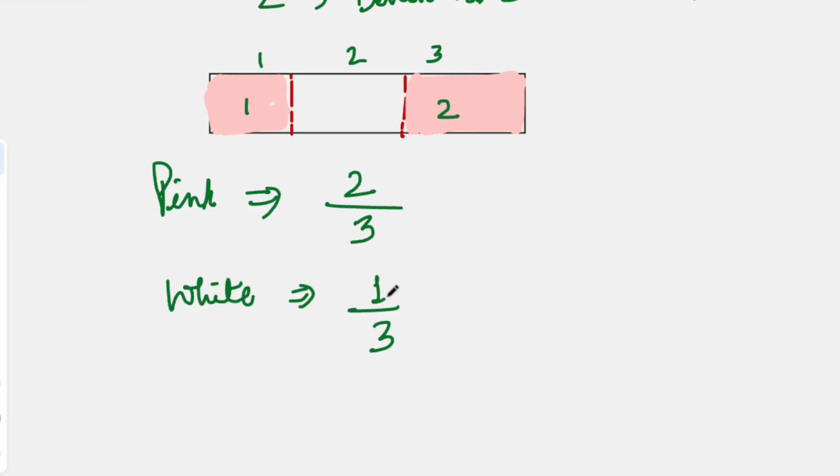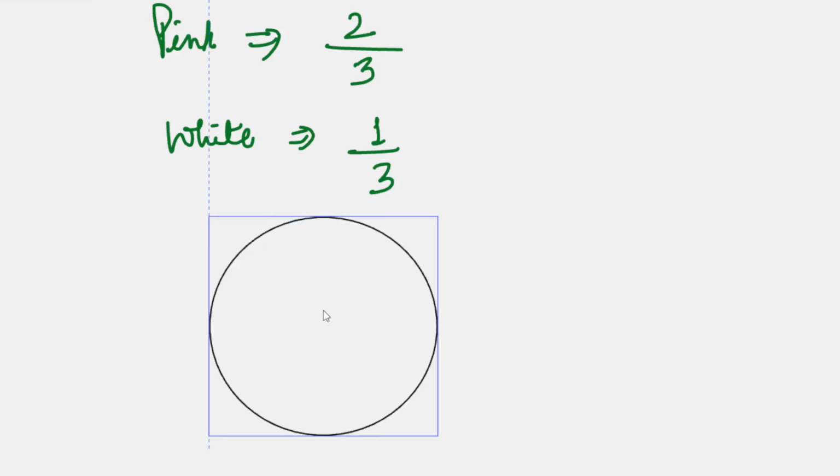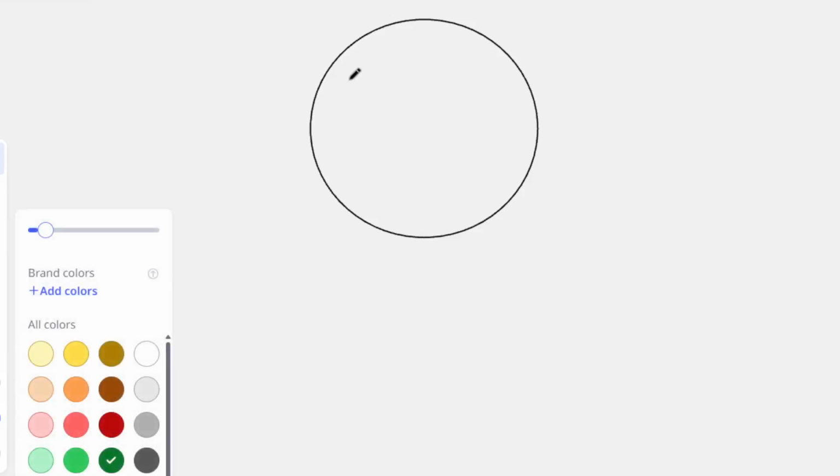Alright. Let's practice more with another example, and this time we can take a circle. We can take a circle or oval or anything. Alright. Let's divide this into 4 equal parts. We can do that, right? We can make a vertical line here which goes through the center, and then we can make a horizontal line which again goes through the center.